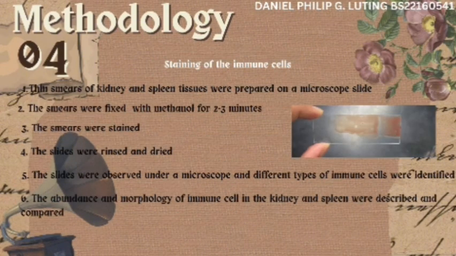Lastly, we have the staining of the immune cells. Thin smears of kidney and spleen tissue were prepared on a microscope slide, and then the smears were fixed with methanol solution for 2 to 3 minutes, and then the smears were stained. After that, the slides were rinsed and dried, and then the slides were observed under a microscope and different types of immune cells were identified. Lastly, the abundance and morphology of the immune cells in the kidney and spleen were described and compared with each other.